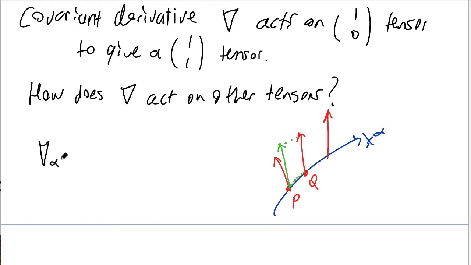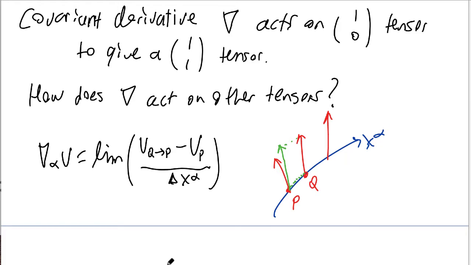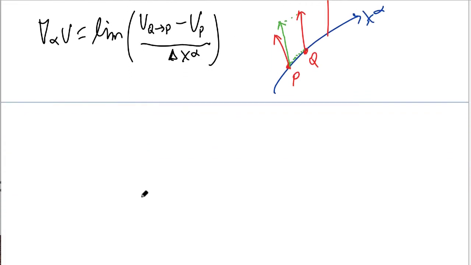So that's del alpha v: the limit of the vector that sits at point Q parallel transported back to point P, from which we subtract the vector that sits at point P, divided by the coordinate interval delta x alpha. Now let's ask ourselves how the covariant derivative should act on a function.